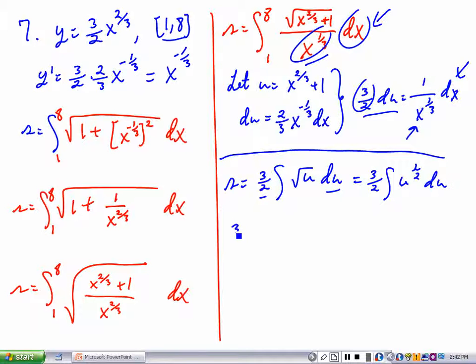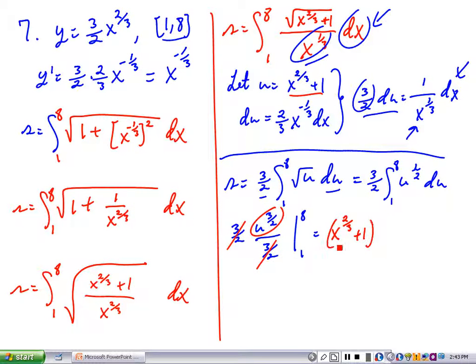We integrate. So I get 3/2 times u to the, that's 1/2 plus 1, that's 3/2, divided by 3/2. We're evaluating this from 1 to 8. Now the 3/2 up top and in the bottom cancel out. So I have u to the 3/2, u, which was this. So I get x to the 2/3 plus 1, to the 3/2 power. That's evaluated from 1 to 8.